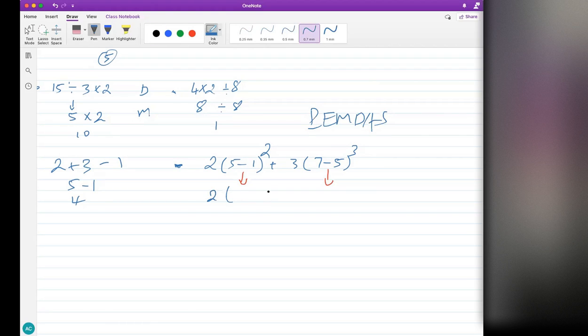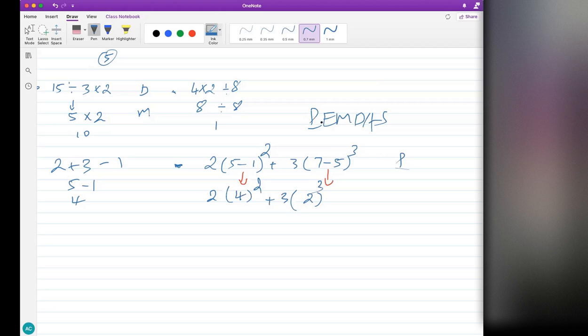So 2, and make sure you write everything else. Only thing that will change is this and this. So that's 4 to the second plus 3. This over here turns into 2 to the third. So we're done with the parentheses.